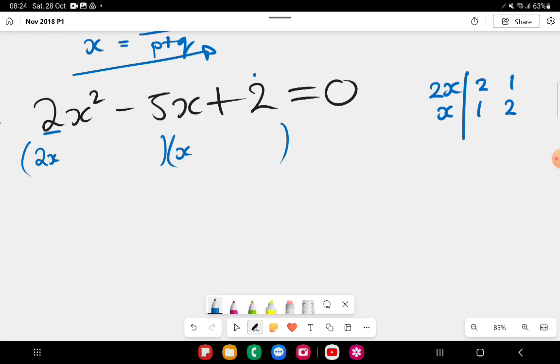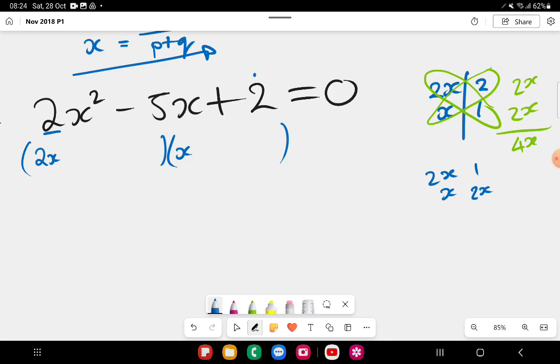Those are my options. So if I look at them separately, let's say 2 times 1, when I multiply this, I get 2x. When I multiply this, I get 2x. So that added up gives me 4x. That's not what I want, okay? So now I'm going to try the other one, and I'm going to say 2x and x, 1 and 2. So when I do this, I get 4x. And when I do this, I get 1x. And if I add them up, 4 plus 1 gives me 5x, and that's exactly what I want.